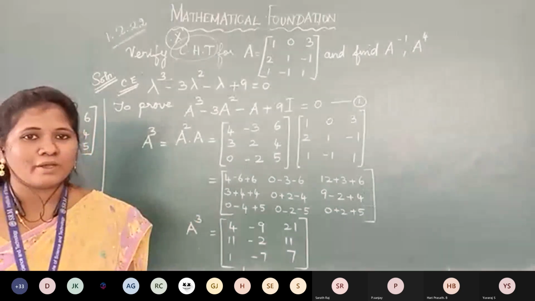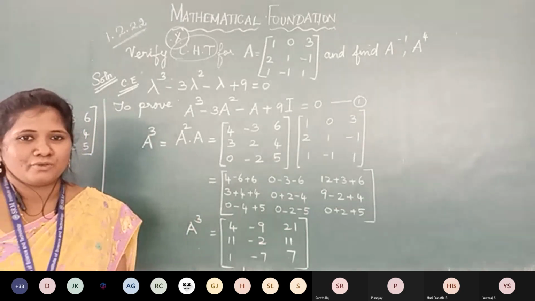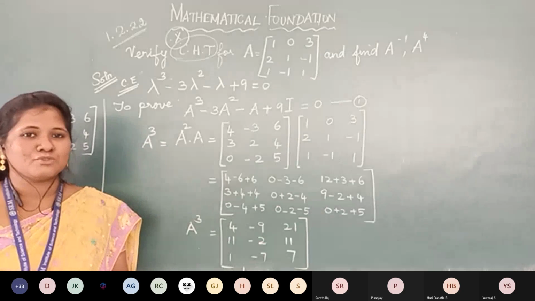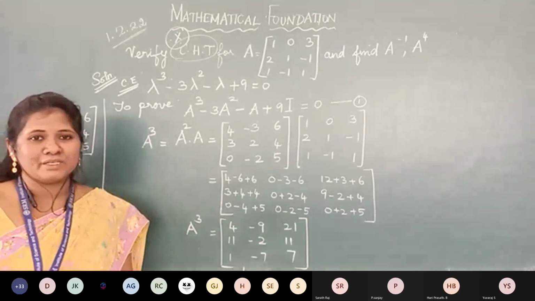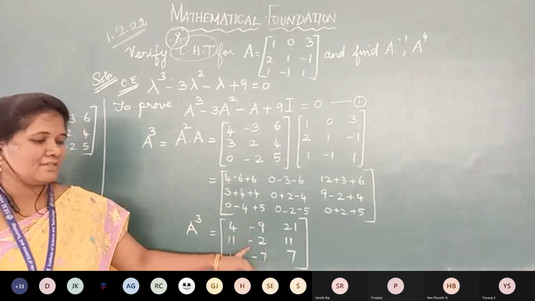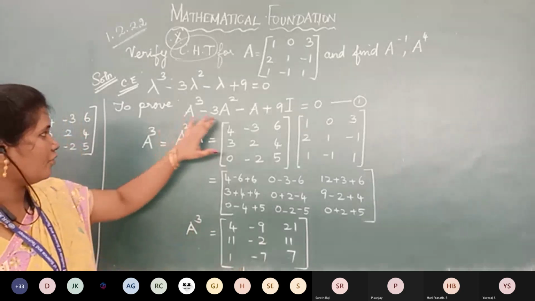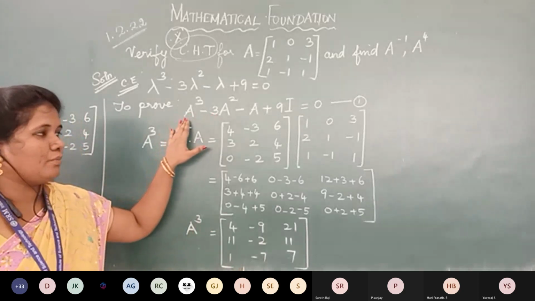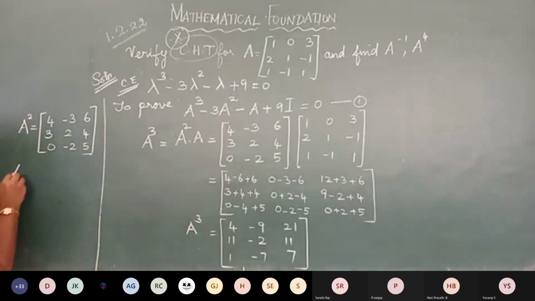Don't go wrong anywhere. Addition, subtraction and all, you have to be careful. If you are not able to do this addition and subtraction, better use your calculator if you think you will go wrong. This negative sign and all, you must not leave. So this is your A cube. Now we have found out your A square and your A cube. Now we can substitute it in this equation and check whether it is equal to 0.